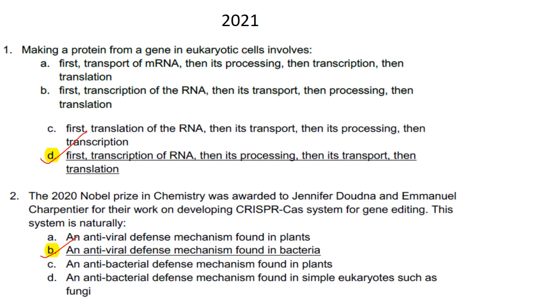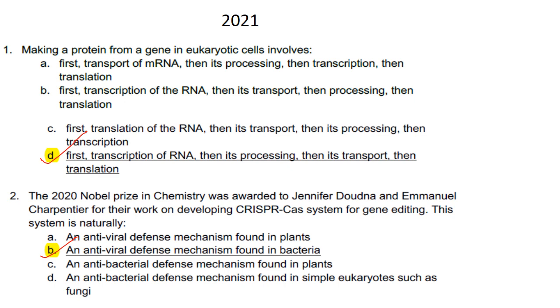First, transport of mRNA, then its processing, then transcription, then translation. First, transcription of mRNA, then its transport, then processing, then translation. It should be first transcription of RNA. RNA is produced, then it is processed, then it is transported from the nucleus to the cytoplasm, then translation. So the answer here is option D.